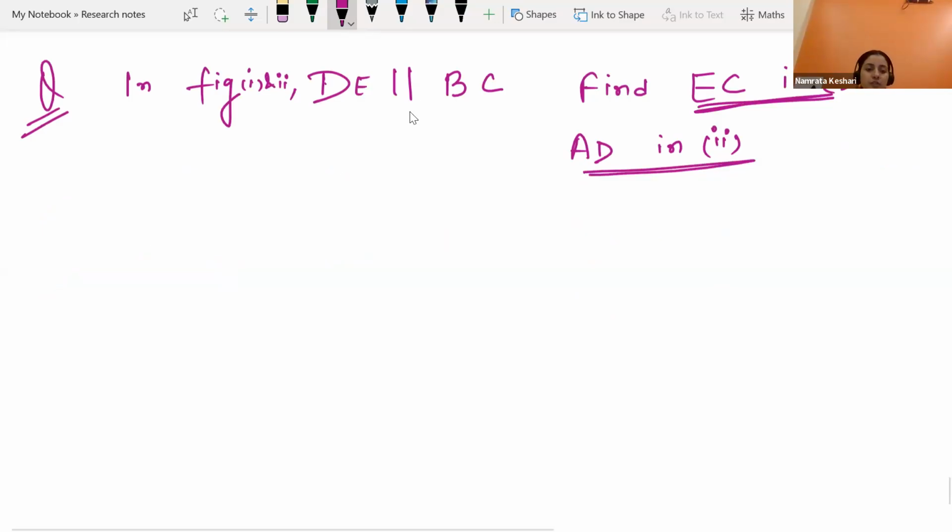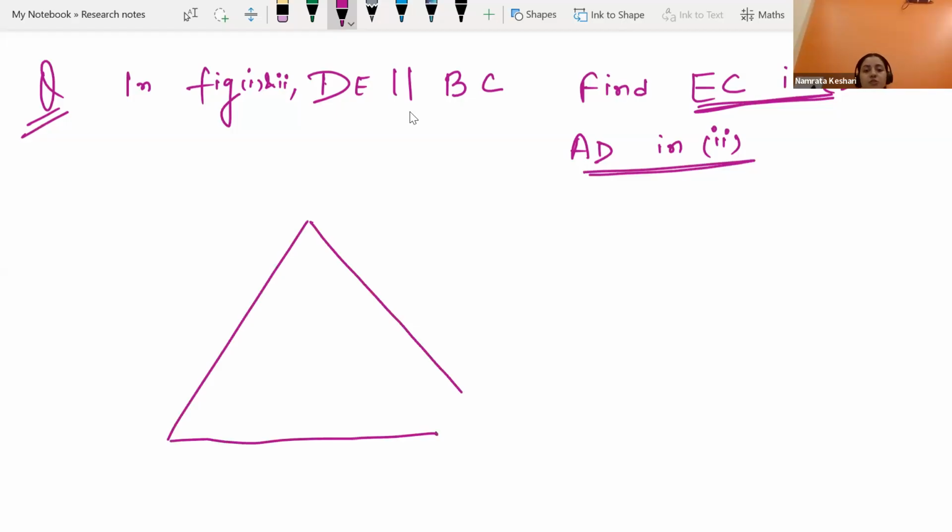I'm drawing two figures. One by one, we will be focusing on it. So one of the figures is this. At first, I'm just drawing one of the figures. The name is A, B, C. Here we have D. Here we have E. This is 1.5. This is 3. This is 1 centimeter. We have to find the other. Here it is clearly given that DE is parallel to BC.